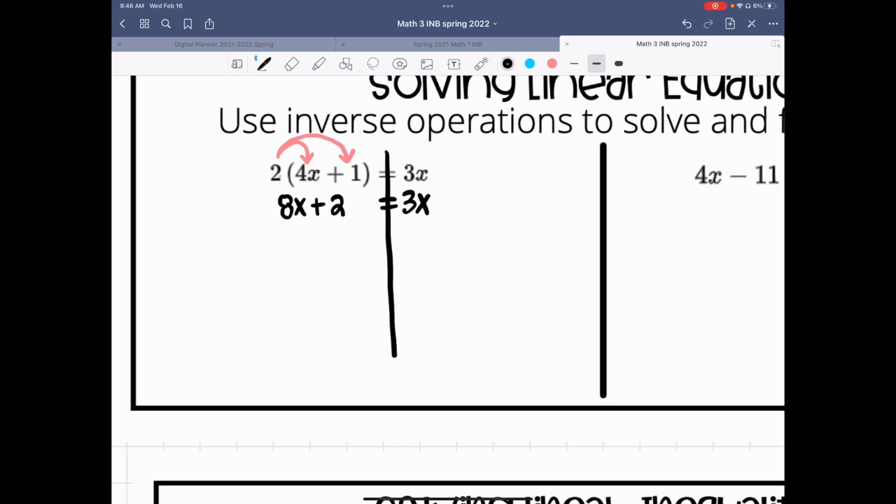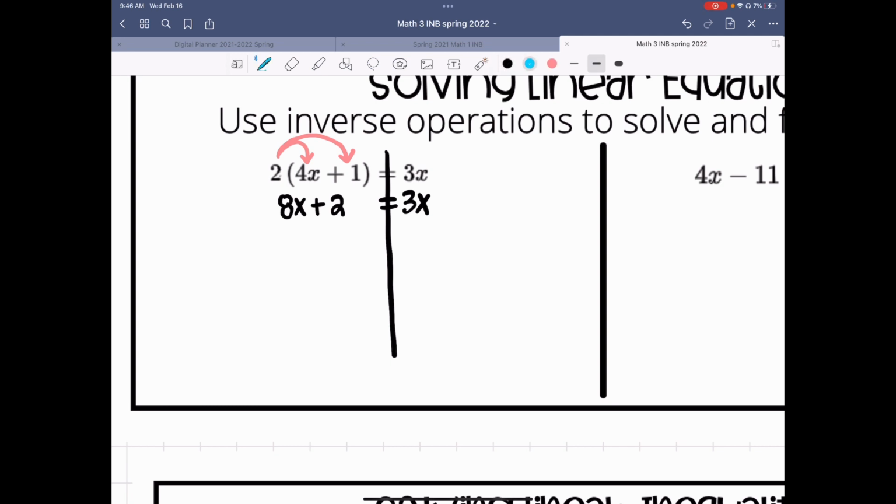Now, the key to this is we now need to look to see if we have any like terms. So when I look at like terms, I only look at what's on the left with the left and what's on the right with the right. I'm not moving anything over yet. So if the left side does not have any like terms and the right side does not have any like terms, now that we've determined that, we can start doing inverse operations.